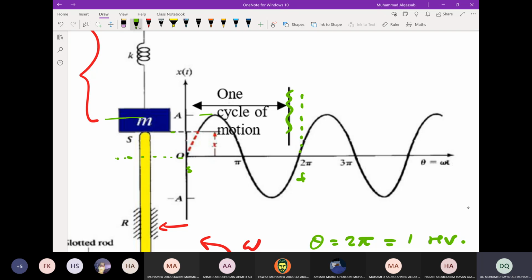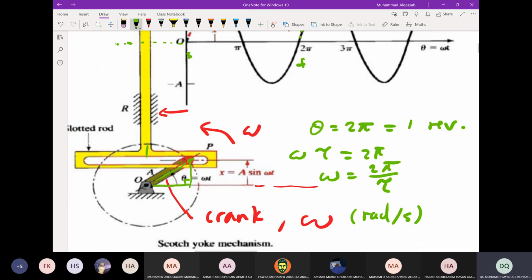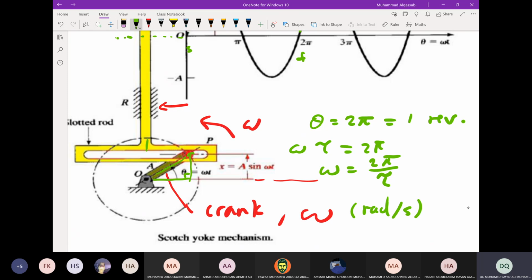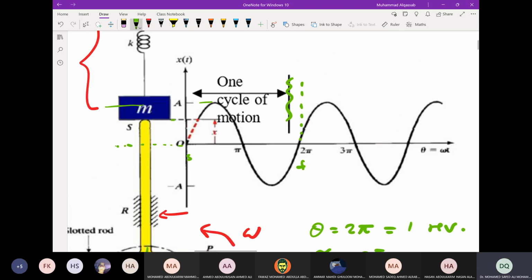The mass will come back to the zero line and then continue in the negative direction and reach the maximum point in the negative direction when the angle is 270, right? And then go back to zero. So this is one complete cycle that starts from equilibrium, or from the zero line, back to the zero line. It's called one cycle.